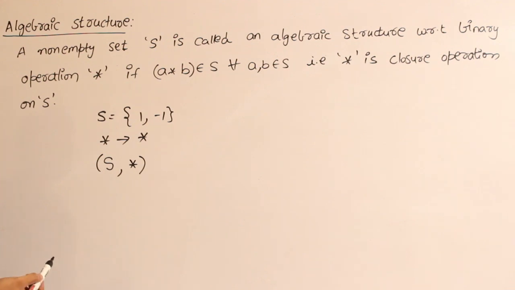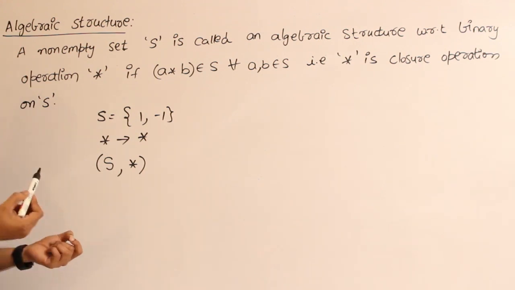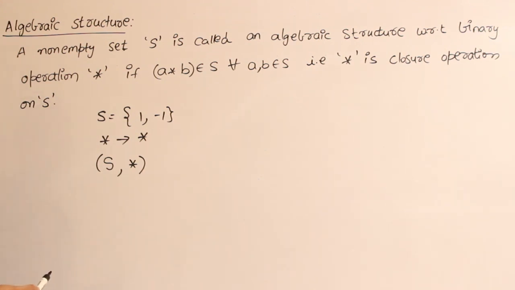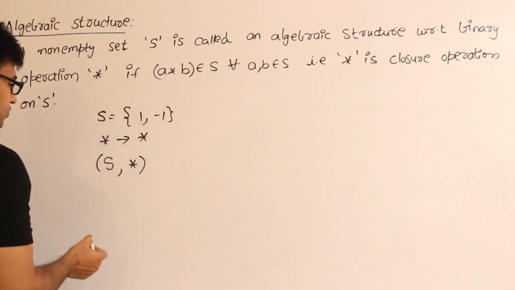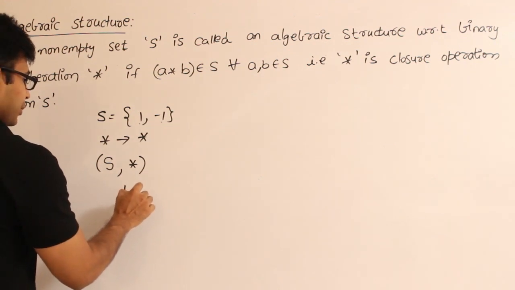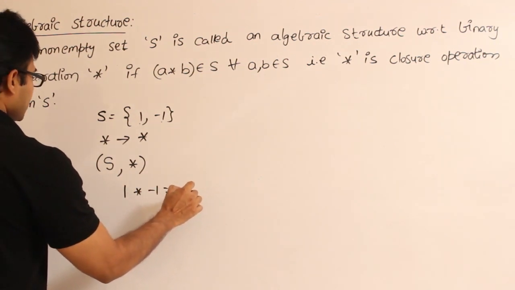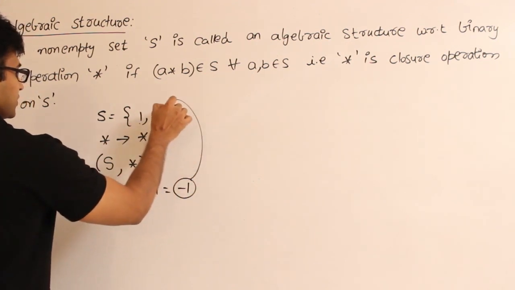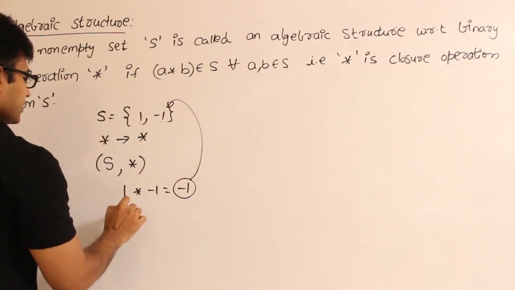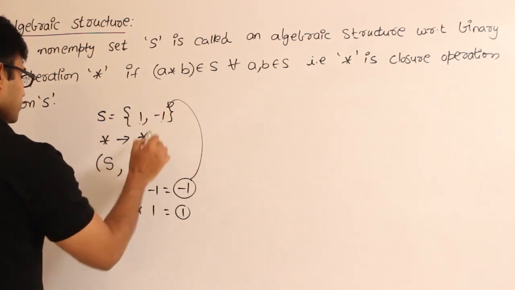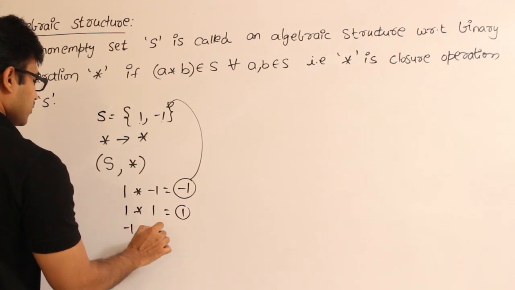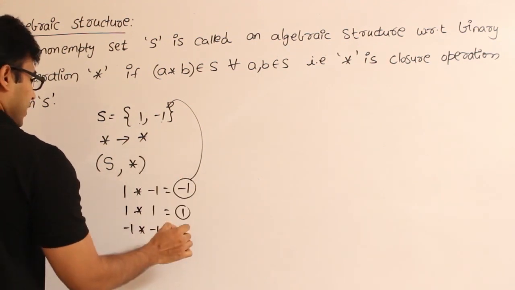When can we say that? Whenever you take any two elements of the set and apply the operator, if you get one of the elements in this set, then it is said to be an algebraic structure. Now we have two elements here, so let me take those two. 1 multiplied with minus 1 is nothing but minus 1, the result belongs to this set, right? Similarly you can take 1 into 1, which means I am repeating the same element, it is nothing but 1, again it belongs to the set. And again minus 1 into minus 1, it again belongs to the set, right?